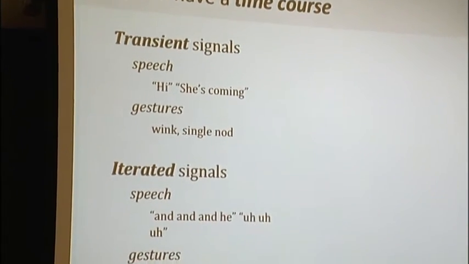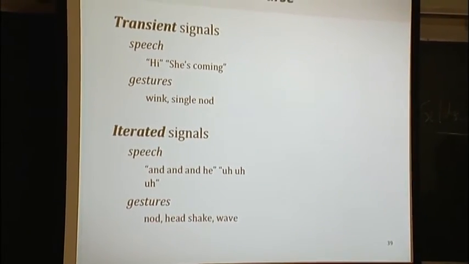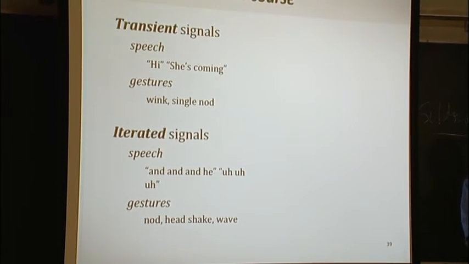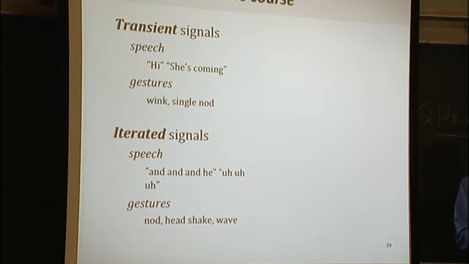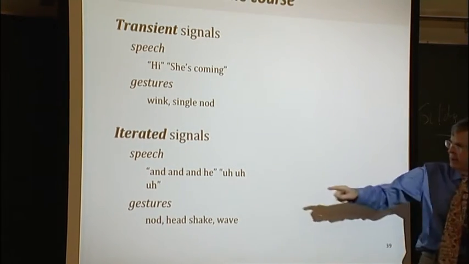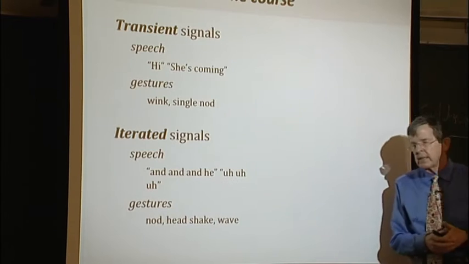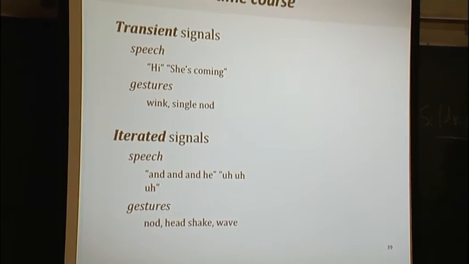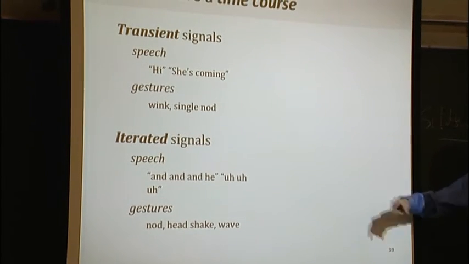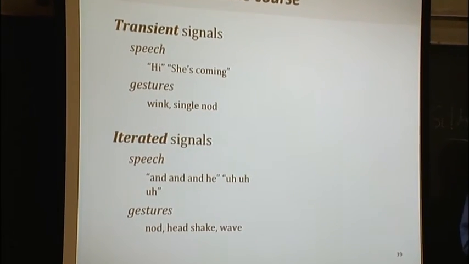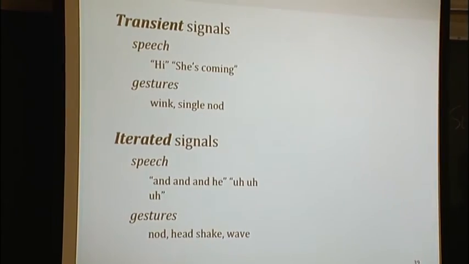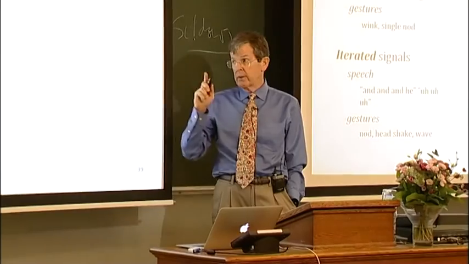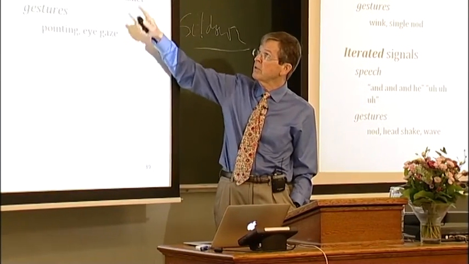So you say and he's coming tomorrow. So I said and four times there, doing something by saying it four times. And Tom Wasow and I have a paper all on how often you say he. So he's interested in that. So I've said he three times. Why did I iterate these things? Gestures are often iterated. So I'm going like this. I can nod three times, 10 times. Iterated signals are then distinct from transient signals.